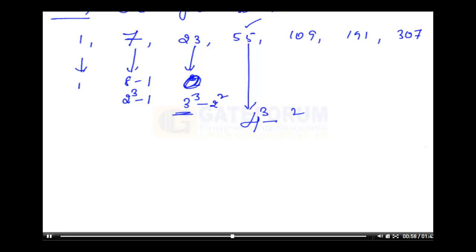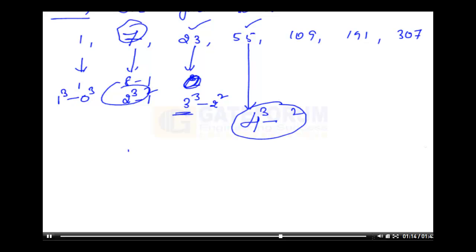Now the fourth term is 4 cube minus 3 square. Third term is 3 cube minus 2 square. Second term is 2 cube minus 1 square. And the first term, 1, can also be written as 1 cube minus 0 cube. So clearly we can say that this series is following a pattern n cube minus (n minus 1) square.